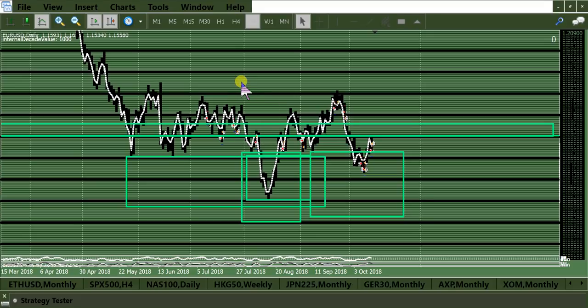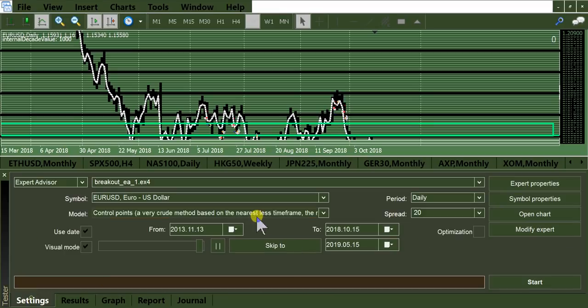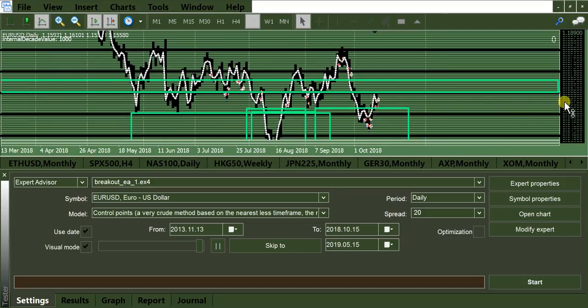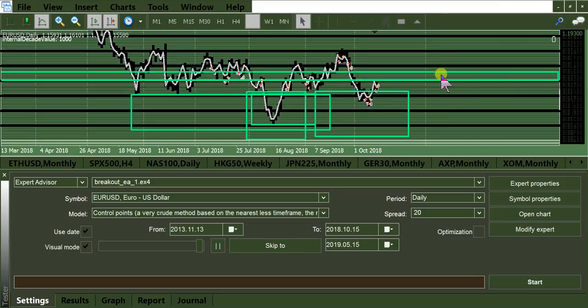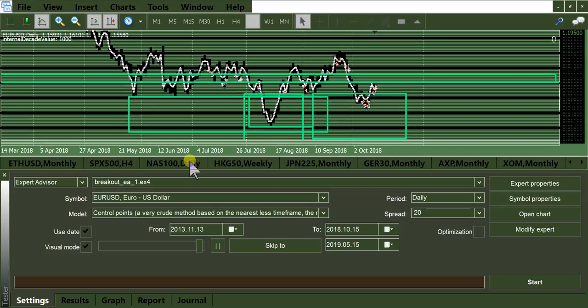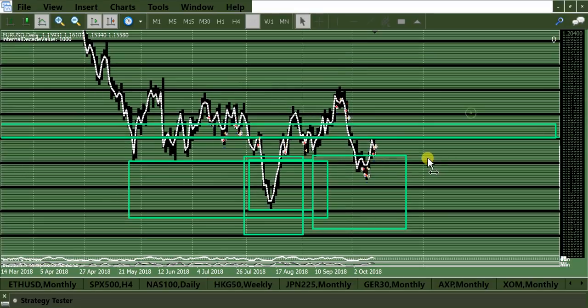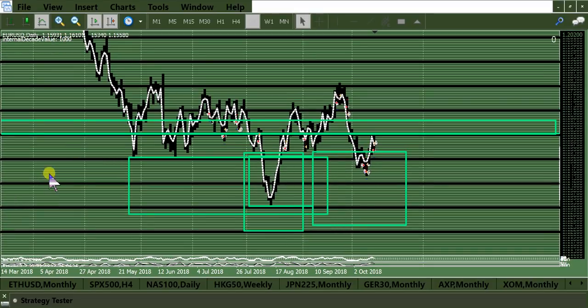So that's the playback on the daily using the super fast mode. What controls point? Very crude method. Daily, 20 pip spread. Some stupid breakout system that just got annihilated because it wasn't tuned to the pip range. Yeah, indicators, not indicators. I guess it's a mindset. It's up to the eye of the beholder.